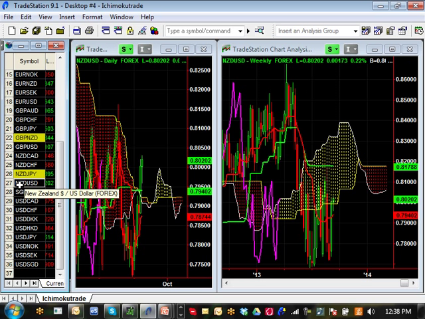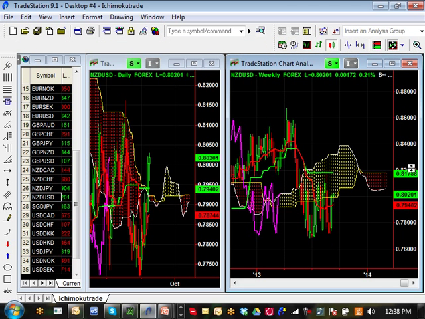New Zealand USD, nothing really going on here, just basically trending. About 77.00 is the support, and 81.78 is its resistance.